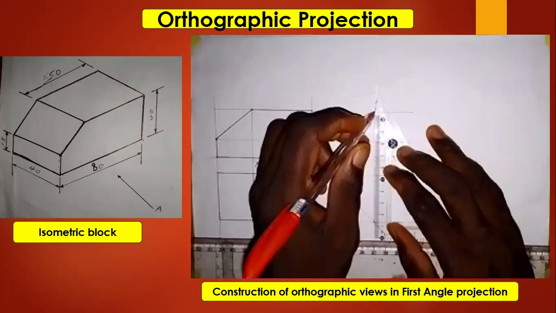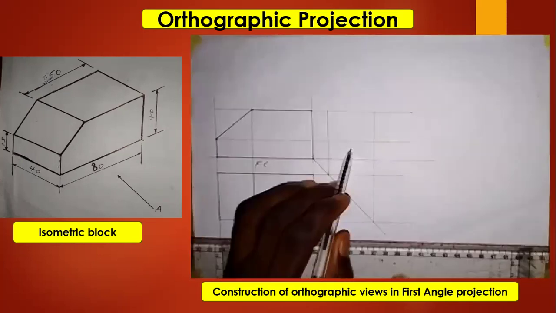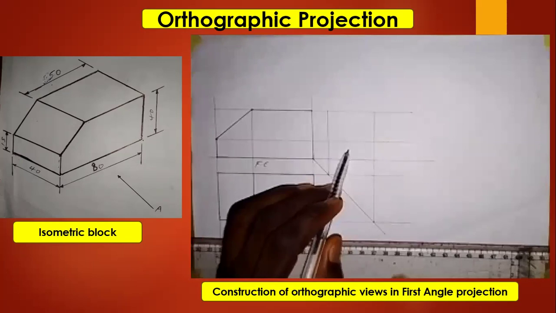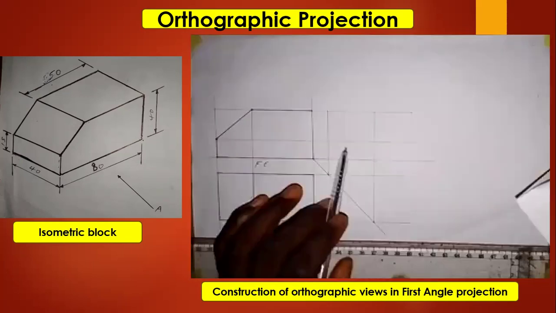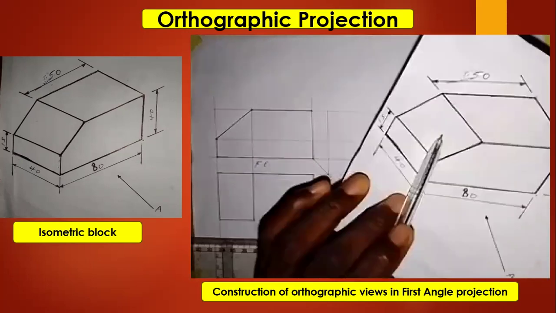Okay, so looking at what we have here, look at this rectangle. This rectangle is for this rectangle here, and this rectangle is for this rectangle here. This rectangle here is for this rectangle. So that is what we have.